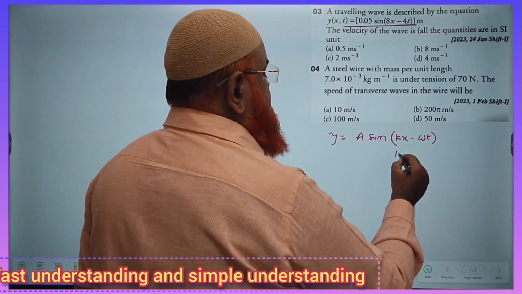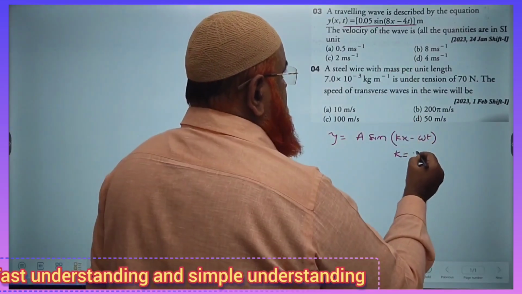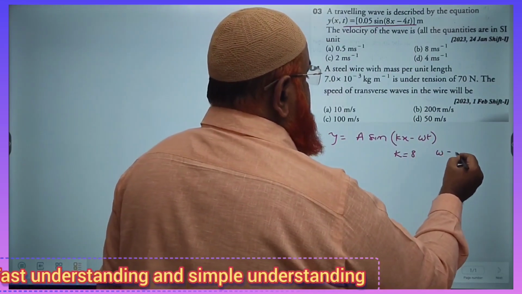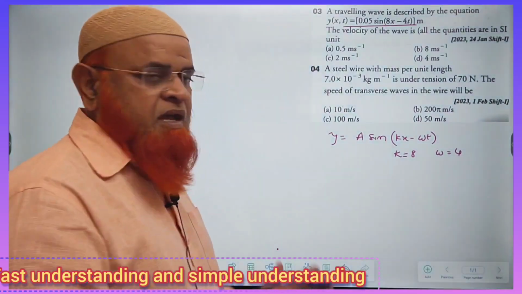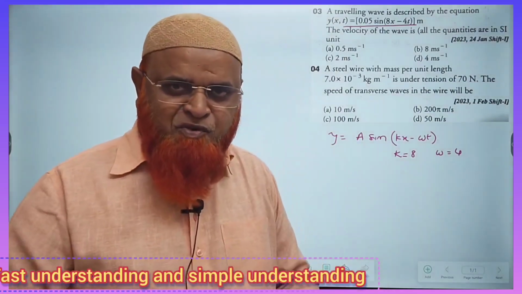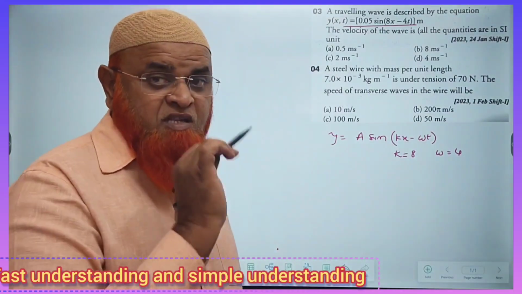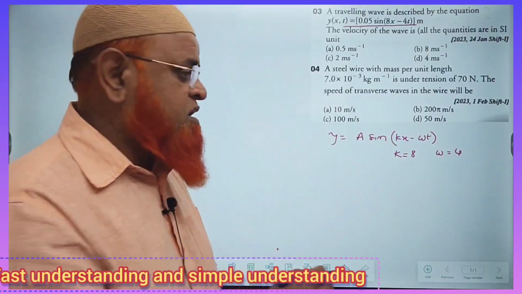So from this it is understood that k is equal to 8 and omega is equal to 4, isn't it? K is equal to 8 and omega is equal to 4. Now just see here. Try to understand what I am going to explain now. It's a simple way to understand.